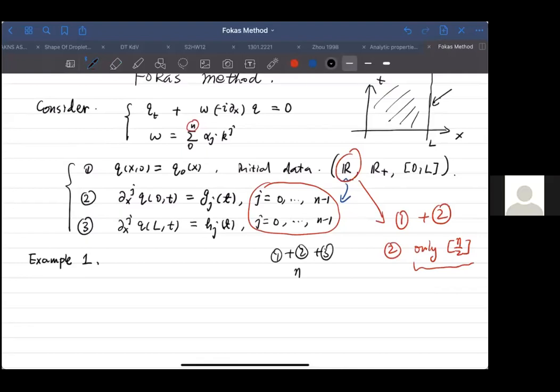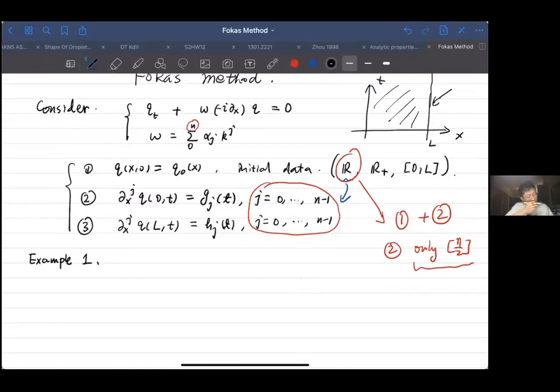What do you mean by 1 plus 2 plus 3? This is the conditions, all the conditions, the initial condition and the boundary conditions. The equation is nth order, so you only need n conditions anyway. But n plus 1, an initial condition plus n boundary conditions, would still be overdetermined. We only need n conditions, we don't need n plus 1. Let's move to the examples.